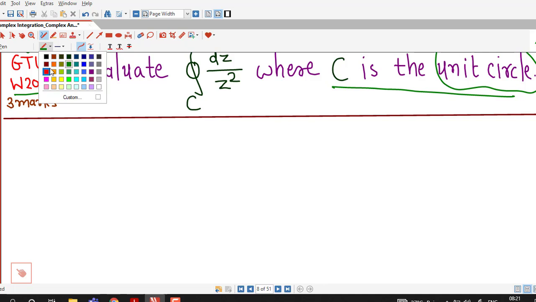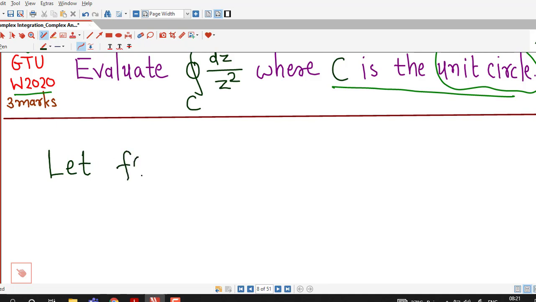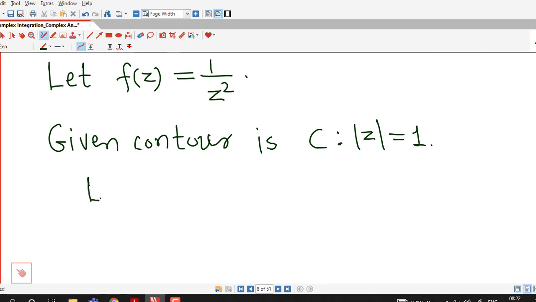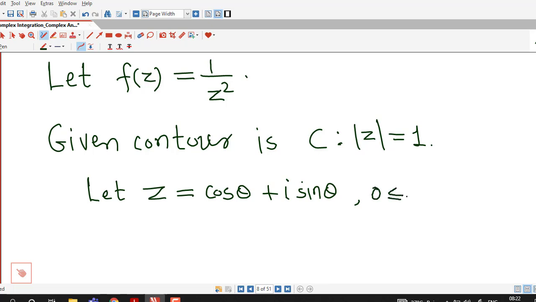Before that we consider that the given function is f of z. So let f of z equal to 1 by z square, and the given contour is unit circle. The given contour is represented by mod z equal to 1, and we know that we can write parametric representation of unit circle as z equal to cos theta plus I sin theta, where theta lies between 0 and 2 pi.